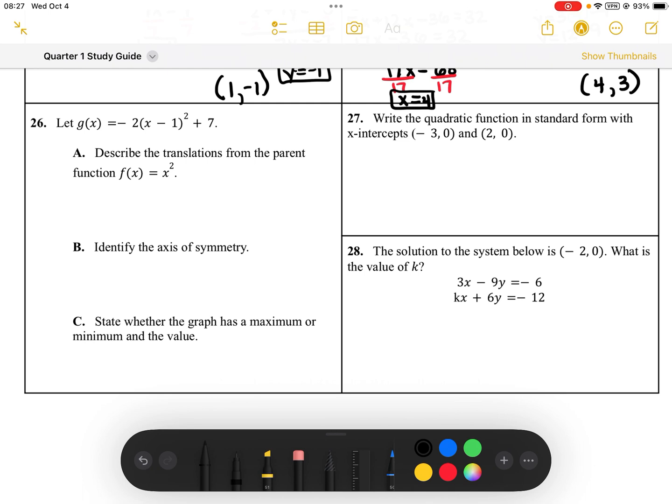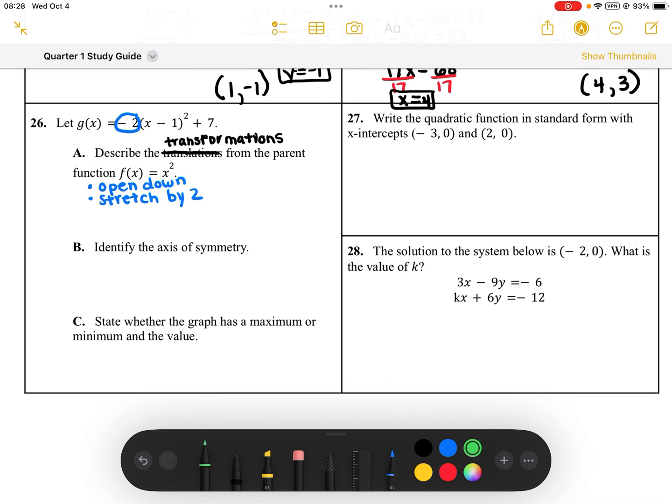26, let g of x equals negative 2 times x minus 1 quantity squared plus 7. So first we're going to go ahead and describe the transformations from the parent function f of x equals x squared. So I need to look at my a, h, and k. So starting with my a, I have negative 2. The negative tells me it's going to open down. The 2 tells me it's going to be stretched by a factor of 2.